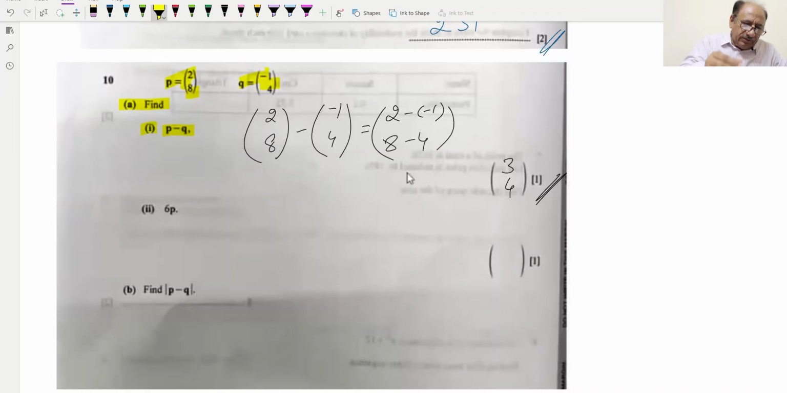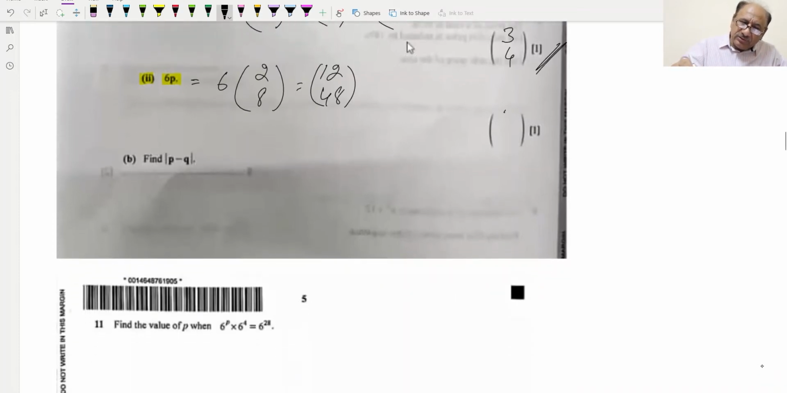Now the second part, ii, is 6p. We need to find the value of 6p. So this will be equal to 6 times p, where p is (2, 8). So we'll multiply: 6 times 2 is 12, and 6 eights are 48. So (12, 48) will be the answer, and this is a 1 mark question. Now find the modulus of p minus q.